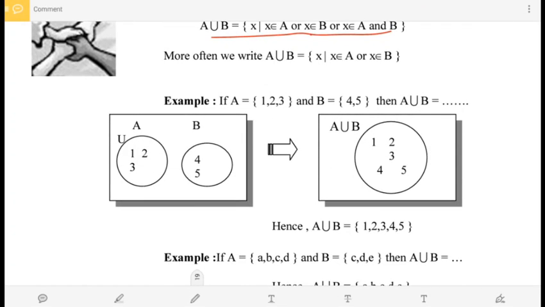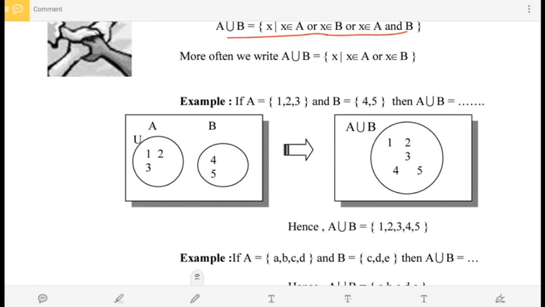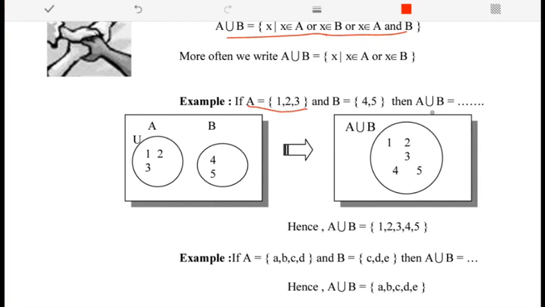If I have set A as the set of 1, 2, and 3, and set B is 4 and 5, how can we find the union of these two sets? I can just have the combination of A and B. So we have 1, 2, 3, 4, and 5. Sorry, these are the combination of all the elements of A and B. So that's it, you got A union B.